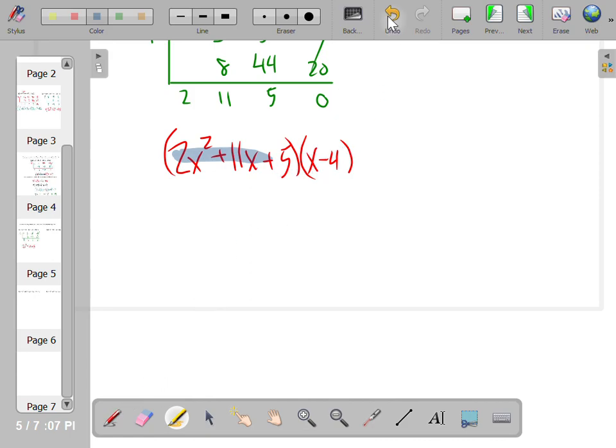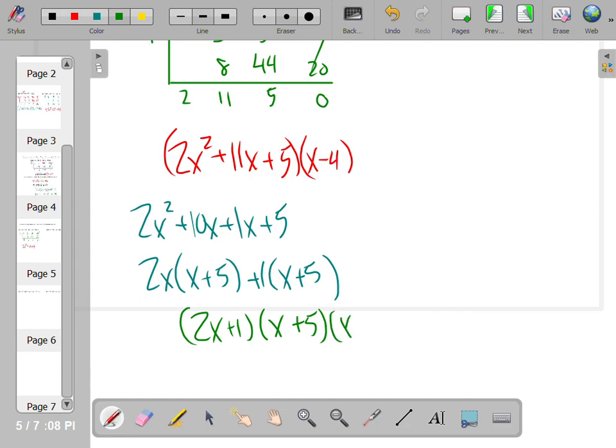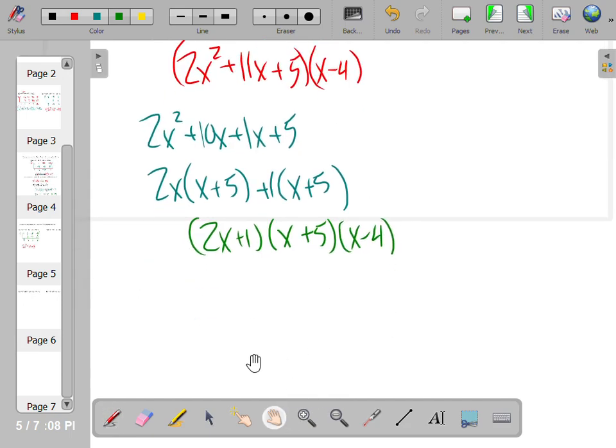I'm going to split the middle. I'm going to find numbers that multiply to 10 and add to 11. That's 10 and 1. 2x squared plus 10x plus 1x plus 5. 2x times (x plus 5) plus 1 times (x plus 5). And now my factors are 2x plus 1, x plus 5, and then this other one that I already had, x minus 4. So if I want to use that to find zeros, I say, when do these equal 0? This guy equals 0 at negative 1 half, this guy equals 0 at negative 5, and this guy equals 0 at positive 4.